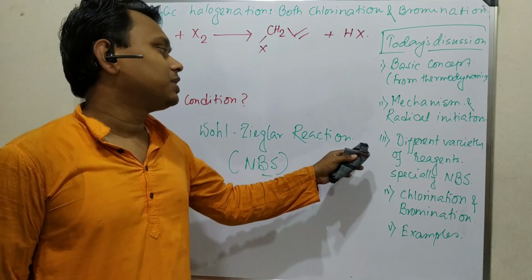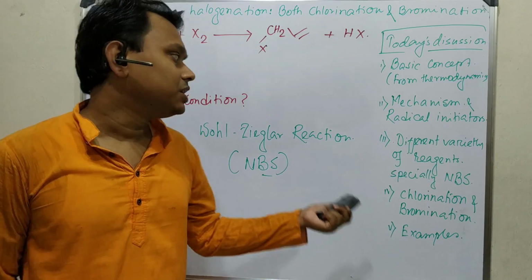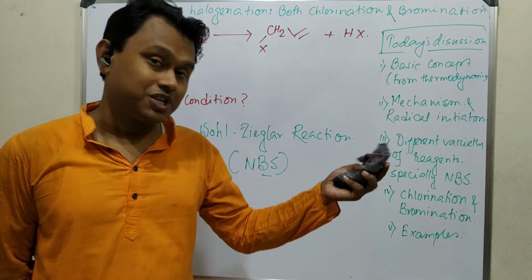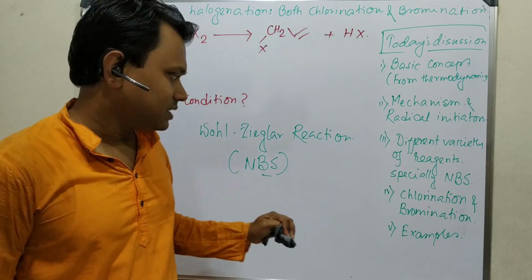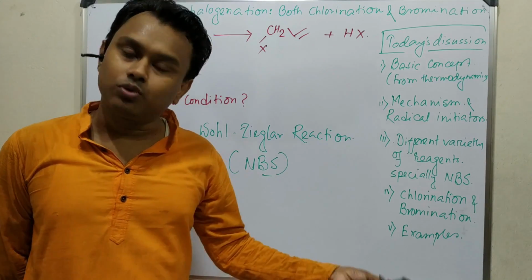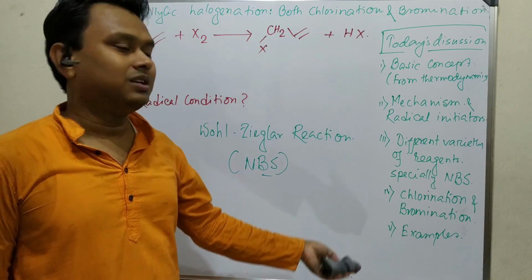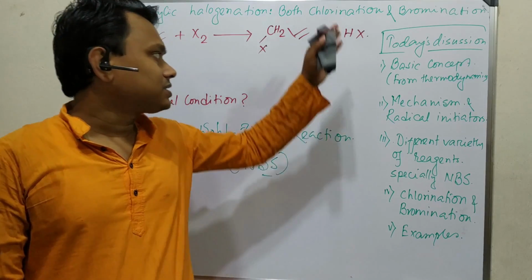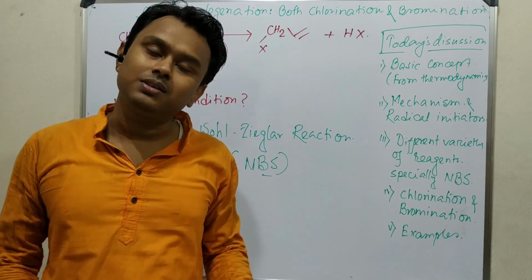Next, I will explain the different varieties of reagents that could be useful for this bromination and chlorination. Especially, I will focus on NBS, N-Bromosuccinimide, and chlorination and bromination in little more detail, and finally, I will discuss some examples. So today's discussion will encompass all these points.